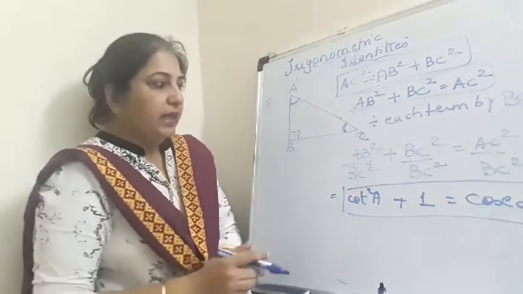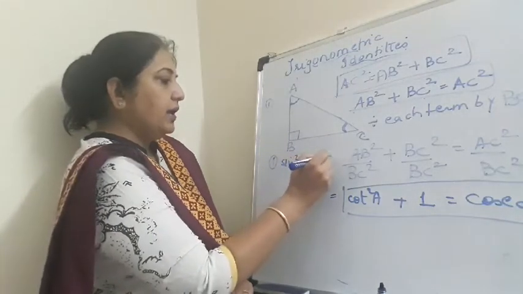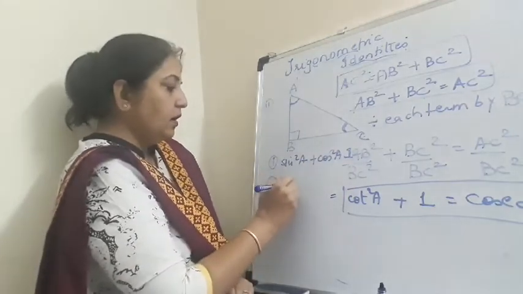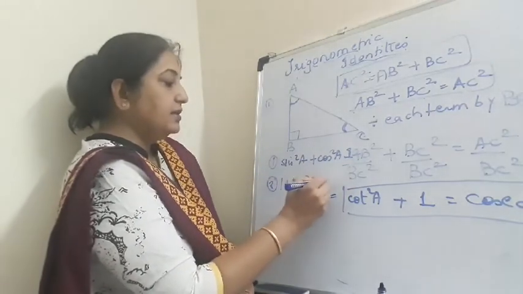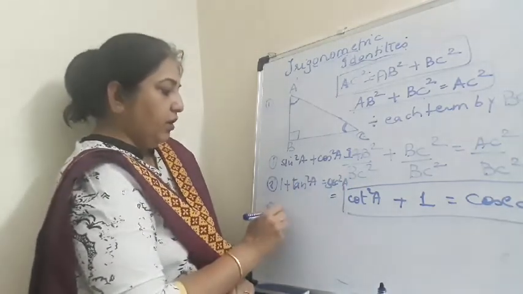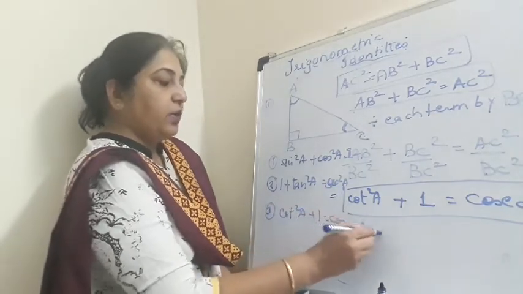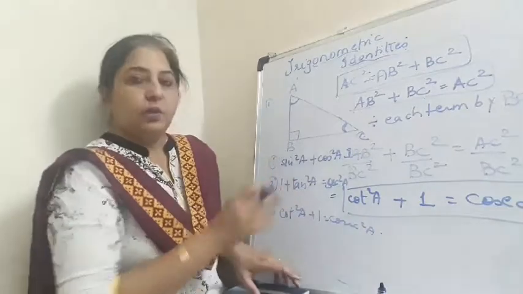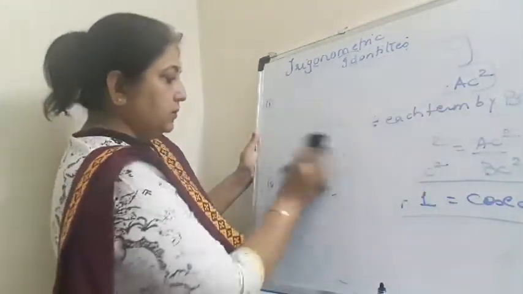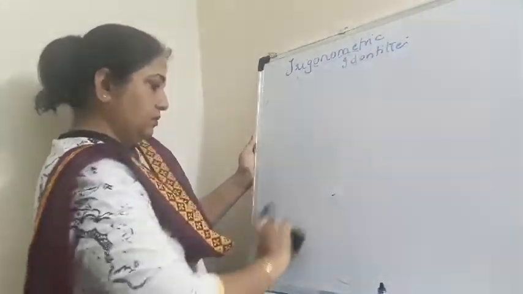So therefore we prove the first one again, sin square A plus cos square A is equal to 1. Then the second one, 1 plus tan square A is equal to sec square A. And number 3, cot square A plus 1 is equal to cosec square A. So you have to remember these combinations and you will learn them today. Right? Now you will complete some exercise questions from the book.